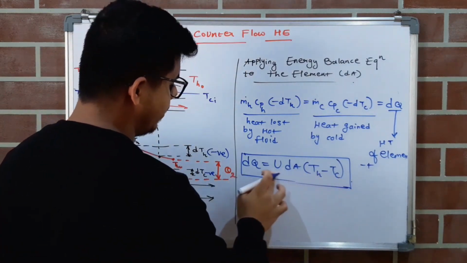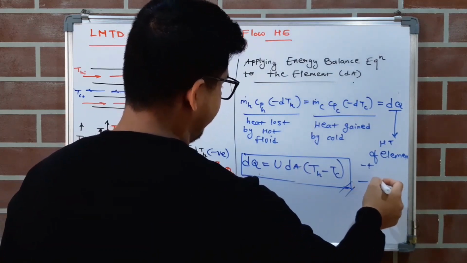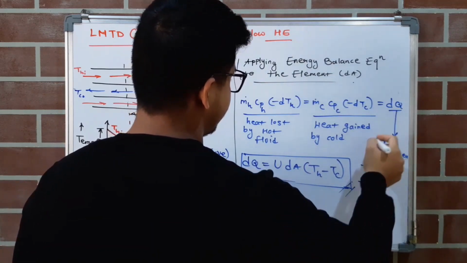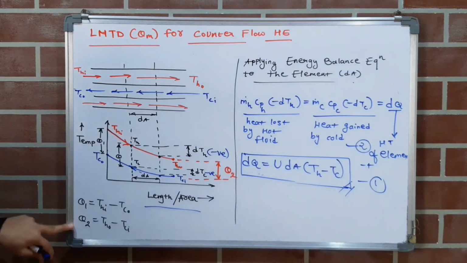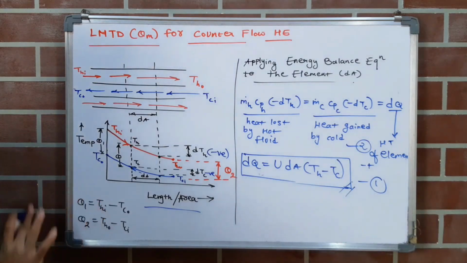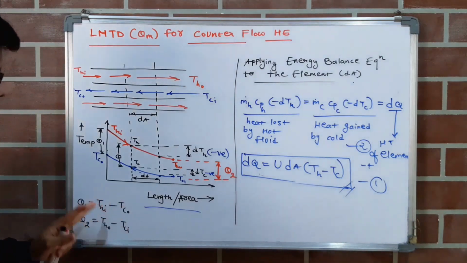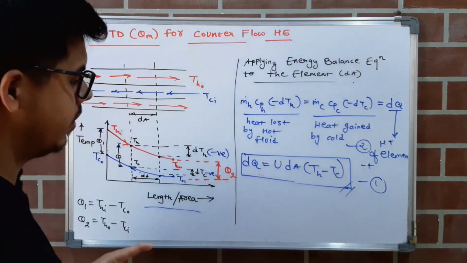So this is the formula which we will use. Remember this formula and mark it as formula number 1, and this energy balance equation as equation number 2. I want you to note down these values. These are the temperature and temperature difference values for the counter flow heat exchanger. I assume you know this, because the concept behind it was also discussed in the introduction part of my heat exchanger video.